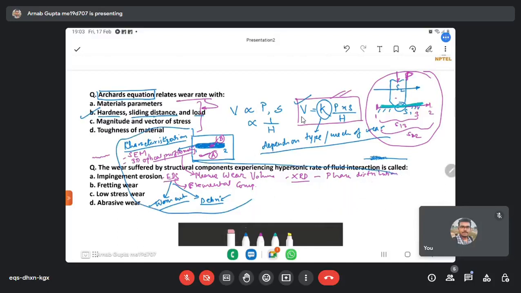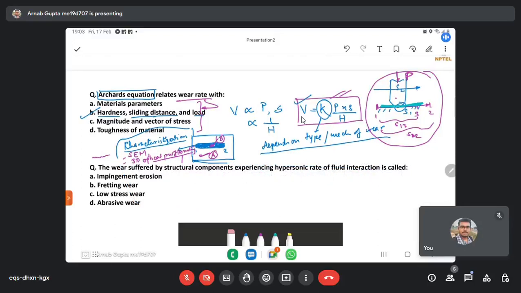Okay. So coming to the next question, the wear suffered by structural components which are experiencing hypersonic rate of fluid interaction is called impingement erosion, fatigue wear, fretting wear, low stress abrasive wear, or abrasive wear. Impingement erosion.